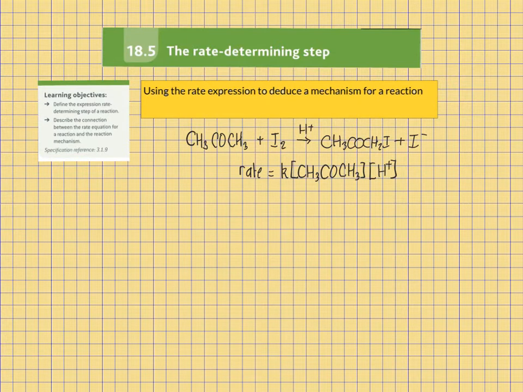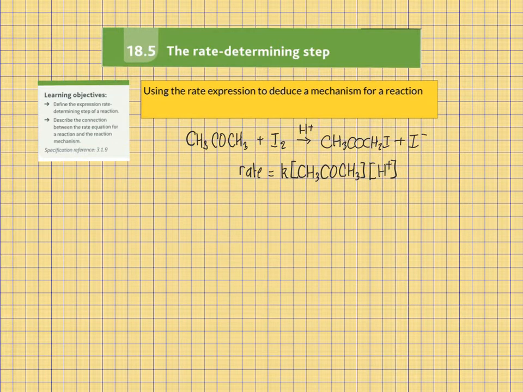The reaction that was studied in the last video was the iodination of propanone, where iodine reacts with propanone under acidic conditions. A variety of experiments were carried out, and it was found that the reaction was first order with respect to the propanone molecules, first order with respect to the catalyst hydronium ions, but the change in the concentration of iodine had absolutely no effect. It was zero order with respect to the concentration of iodine.